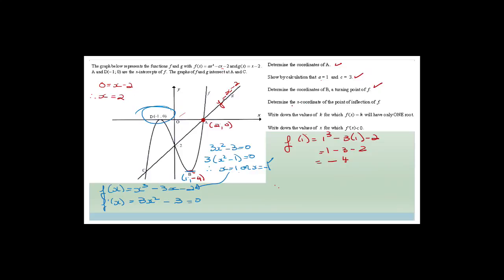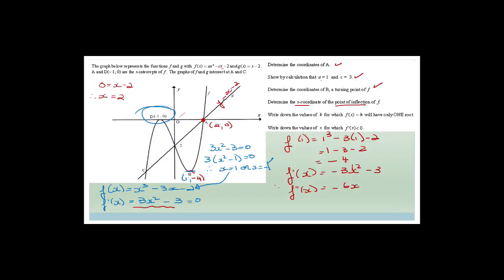Now it says determine the x coordinate of the point of inflection. Okay, so the point of inflection is when the second derivative equals zero. We have just found the equation for the first derivative. The first derivative is given as 3x squared minus 3. Now we need to find the second derivative. So we go f double dashed of x is equal to 6x.